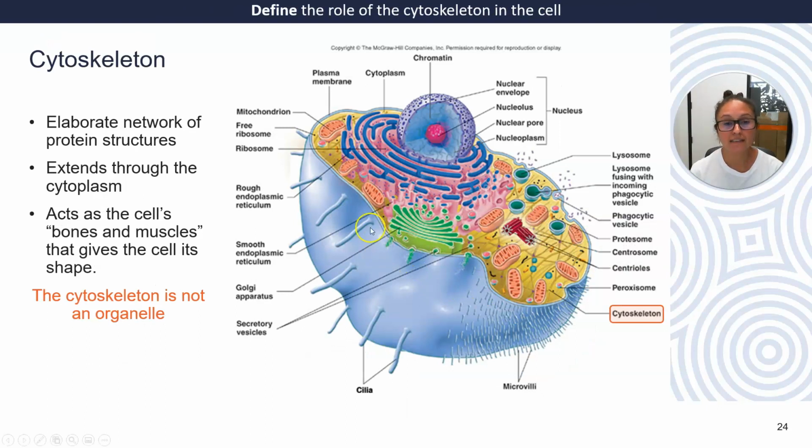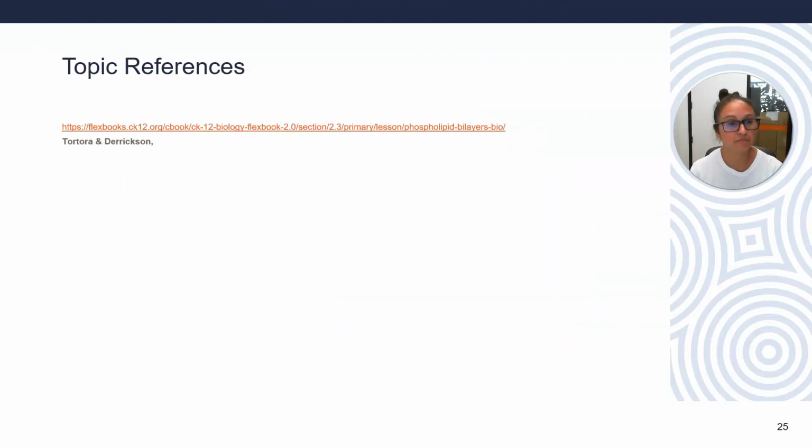One last thing that we need to look at is that our cell also has a kind of skeleton. These things are like rods, like reinforcing rods in concrete, similar to that. It's pretty much protein structures that allow the cell to keep its shape. The cytoskeleton is not an organelle, but it is a structure designed to help the shape of the cell. And that's it.